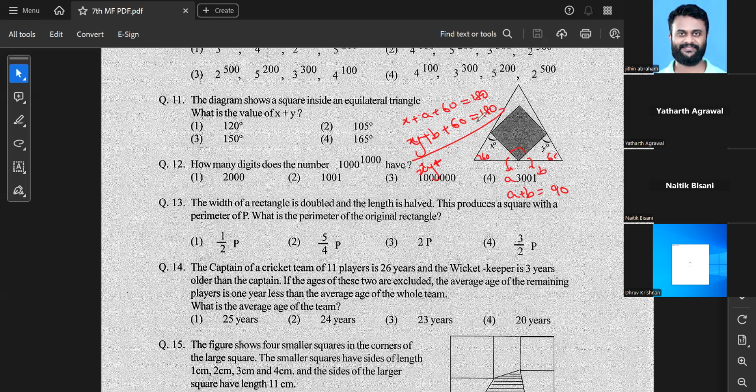You simply add them. You will get x plus y plus a plus b, where a plus b is 90. 60 plus 60 is 120. 180 plus 180 is 360. When you solve it, you will get x plus y equal to some value. How much is it? 240. 240 minus 90 is 150. Yes, 150 is your correct answer.